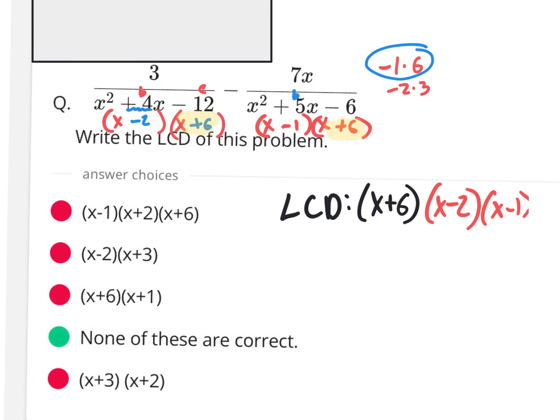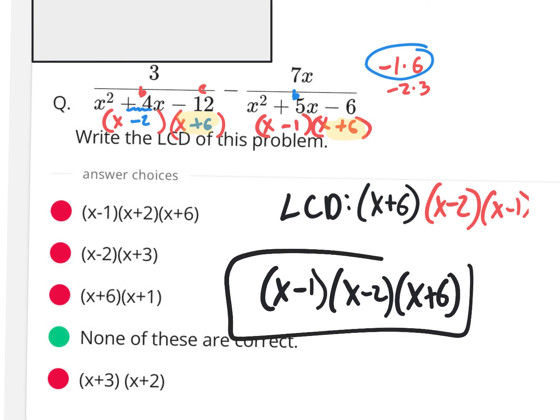Anyway, does it matter which order you put them in? It doesn't matter which order you put them in. Now, I normally like writing them in numerical order. I'd probably put the x minus 1 first, x minus 2, and then the x plus 6, but it does not matter at all. But that's our LCD. So you're not even asked to solve the entire problem. It's just asking you for the LCD. And once again, how do you find the LCD? You factor first. You take what repeats, what matches up, write it once, and then bring down the rest.